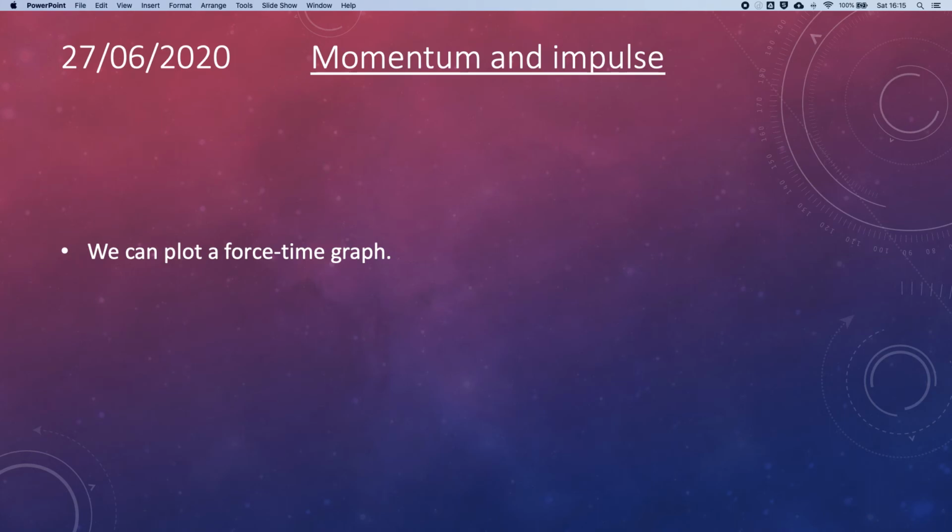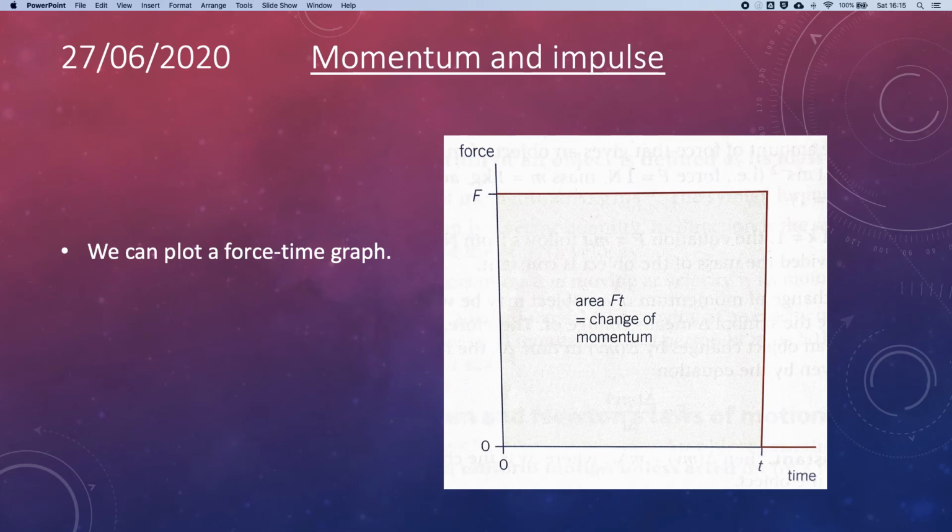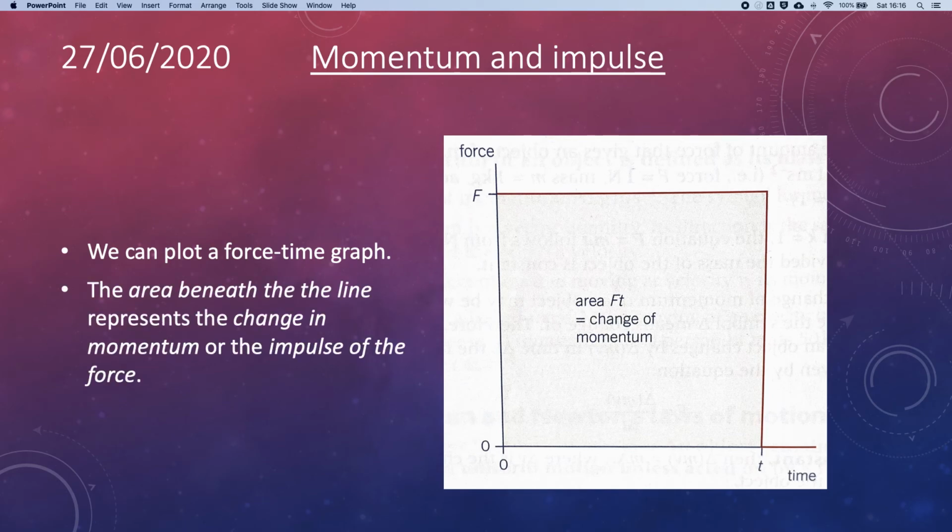We can plot a force time graph. Guess what that is? It's a graph of force against time. This one is quite boring. The force is constant from 0 to time t and then stops. You could have a more interesting force, but I'm not going to show you it because we don't need to. So the area beneath the line represents the change in momentum or the impulse of the force. If I find the area underneath that particular one, I do F times T. Well, Ft is the change in momentum or the impulse. So you need to know from the spec that this is a force time graph and the area beneath it represents the change in momentum or impulse.